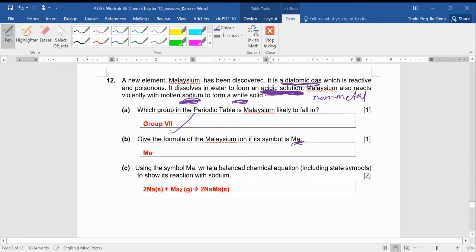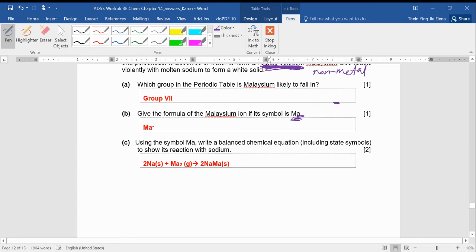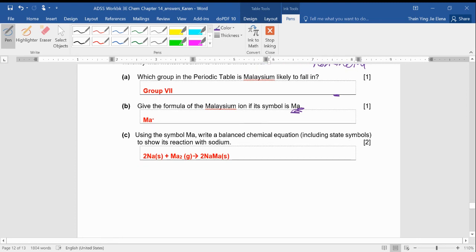Formula, if it's Ma, if it's in group 7, it needs one more electron to be stable. So all the elements in the group will form ions with a charge of -1. So it'll be Ma minus. And using the symbol Ma, write a balanced chemical equation to show reaction with sodium.